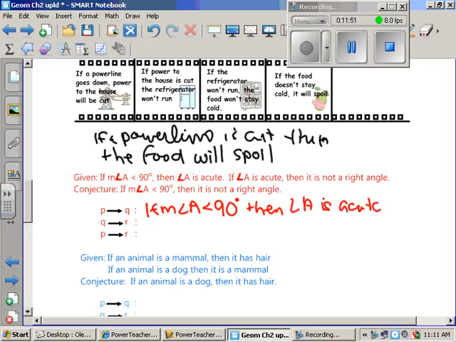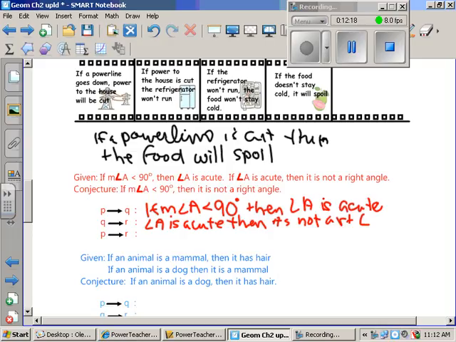Okay, that's if P then Q. Do you know what's if Q then R? If angle A is Q, then it's not right angle. Right. If angle A is acute, then it's not a right angle.